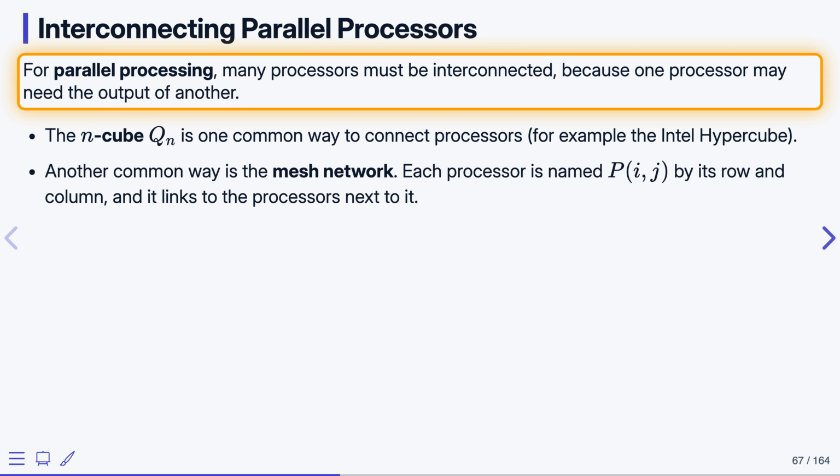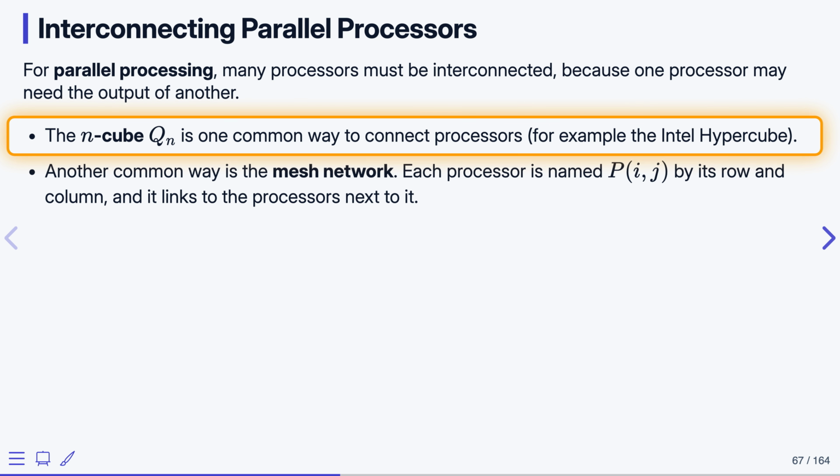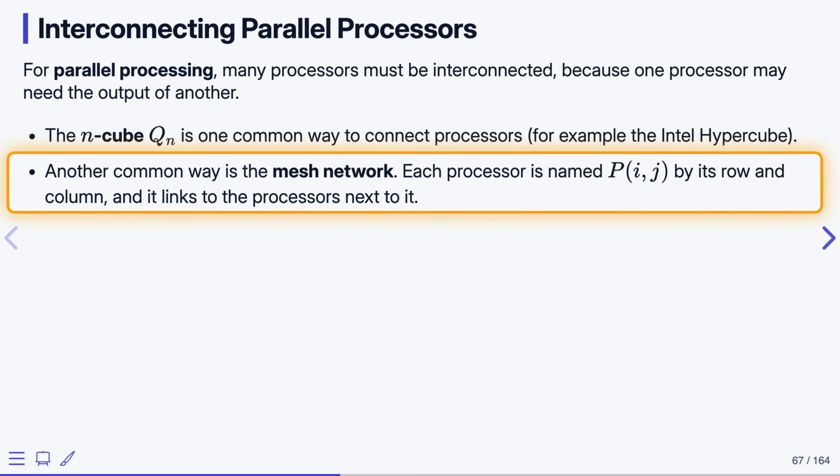For parallel processing, many processors must talk to each other, because one processor may need results from another. So we need a wiring plan, and a graph is exactly that plan. The n-cube Qn is one common choice, used for example in the Intel Hypercube. Another common choice is the mesh network. In a mesh, we lay the processors out in a grid. Each processor is named Pi,j by its row and its column, and it links to the processors directly next to it. Let's look at one.